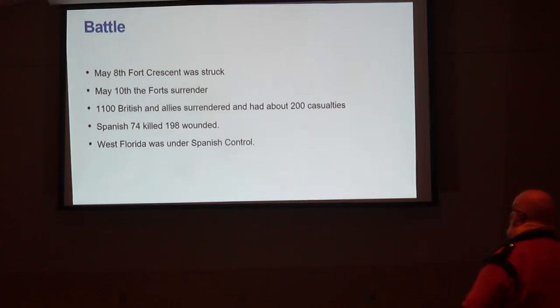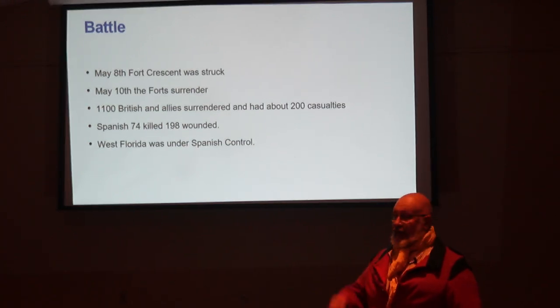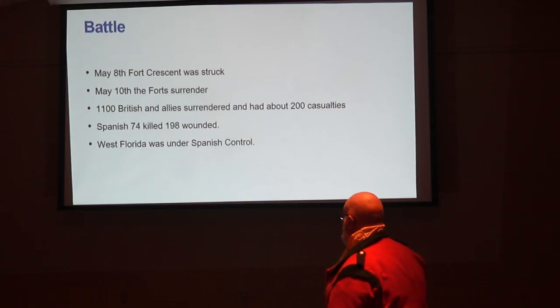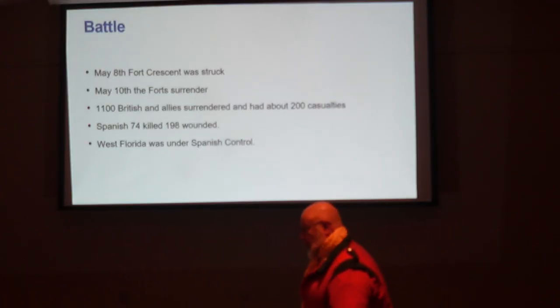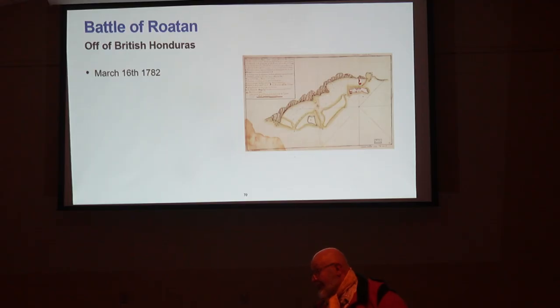May 10th, the fort surrenders, 1,100 British and Allies surrendered, and they took about 200 casualties. Most of the casualties, from what I can see, were caused by the explosion of the arsenal. Spain had 74 killed, 198 wounded, and I wonder how many of those were due to disease rather than enemy action. West Florida was under Spanish control. The next target would have been St. Augustine, but you can't do it in 1 year.